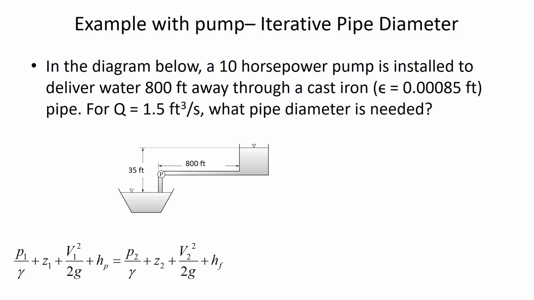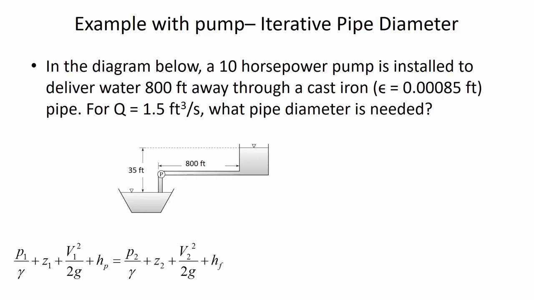With reservoir 1, our obvious place to pick as location 1 would be the surface of that tank, because then that allows us to say that the velocity of the liquid is 0. It allows us to say that the pressure is 0 because it's exposed to the atmosphere. And the same thing here at location 2, at the destination, the velocity of the water inside of the tank is 0, and the pressure up at the surface is 0.